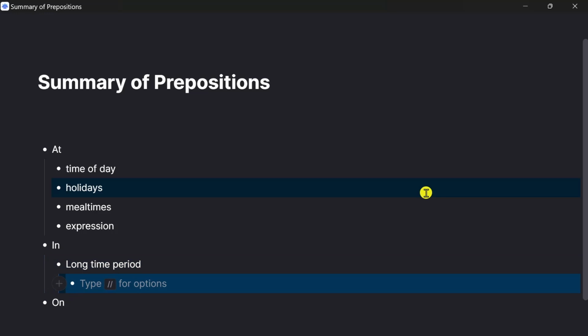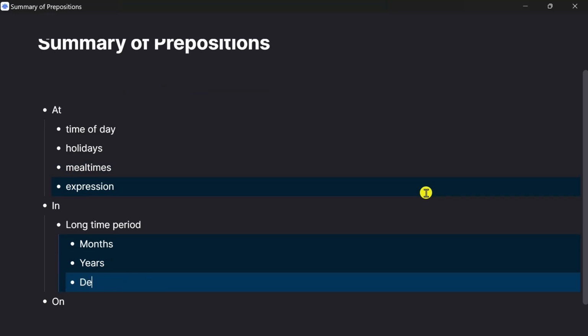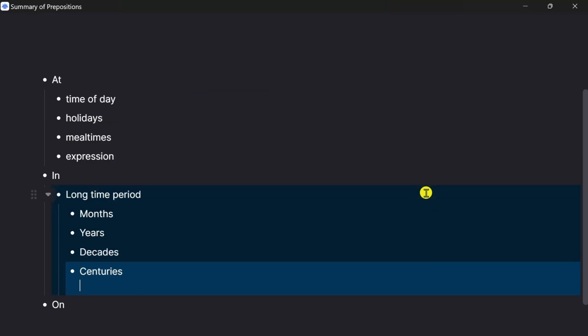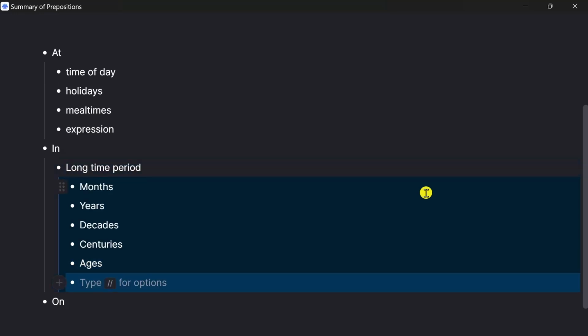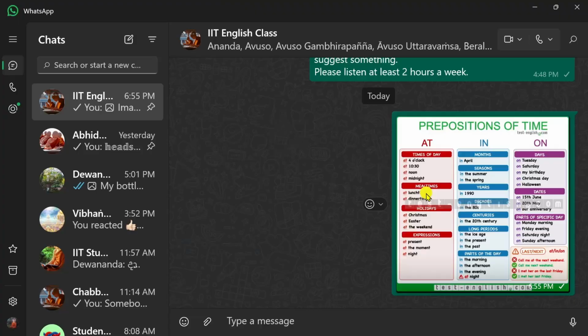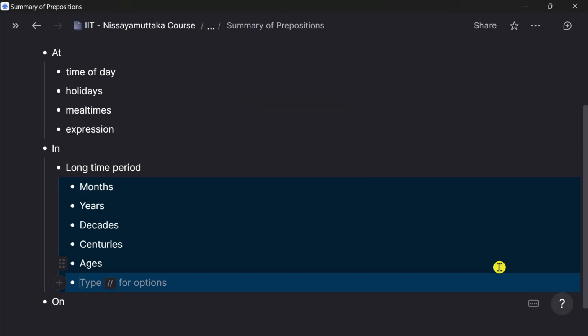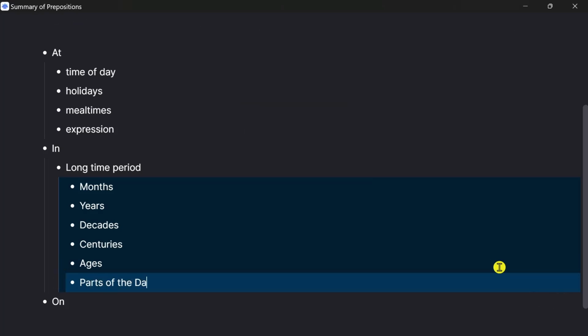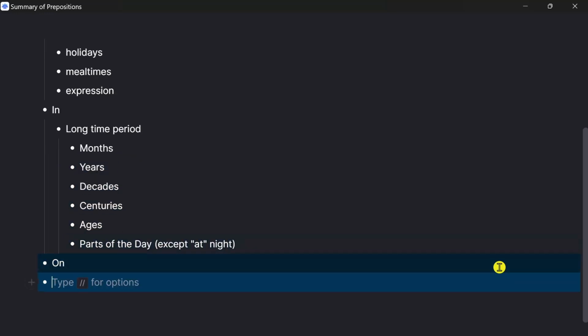Long time periods. We had months, years, decades, centuries, and then also ages, and what else? Time of day, but it was like a period of time of the day, no? Here, parts of the day: morning, afternoon, evening, except at night. Okay, nice.